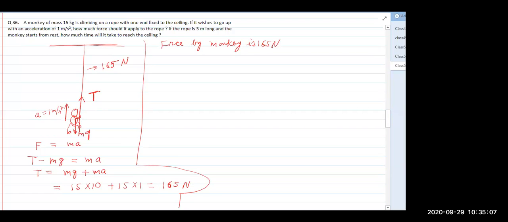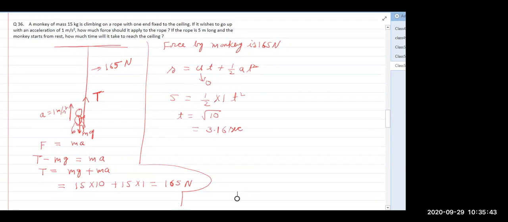Okay, next we will see the time, since it has to travel 5 meter with acceleration. So it is a simple kinematics equation: S equals ut plus half at square. We have to find the time. Initial speed is 0 because it is starting from rest, and displacement is 5 meter. Half a is half into 1, and t we have to find. So t is root 10, that is 3.16 seconds. So in this much time the monkey will be able to climb.